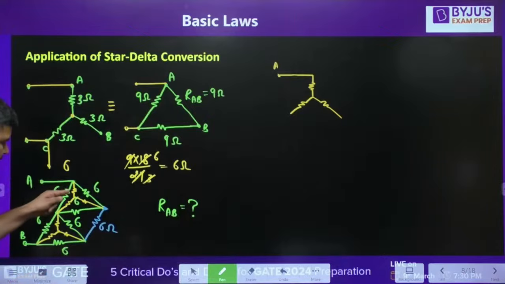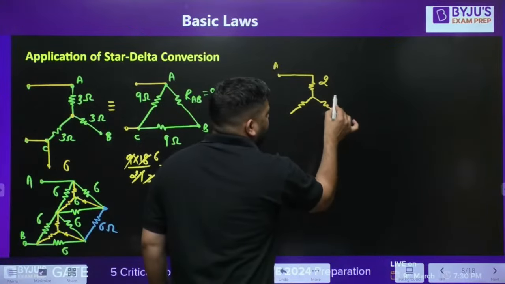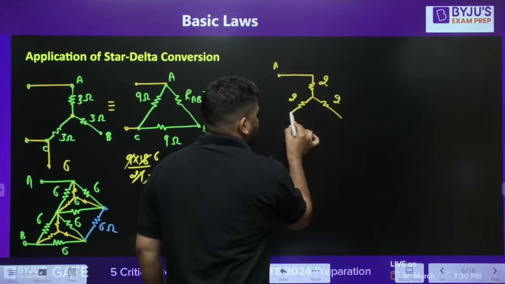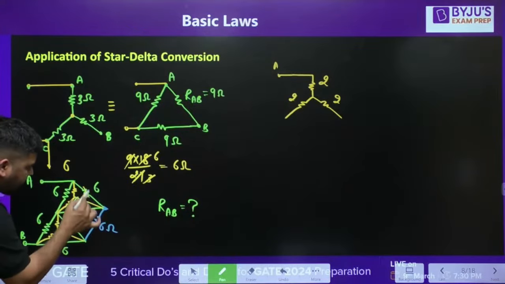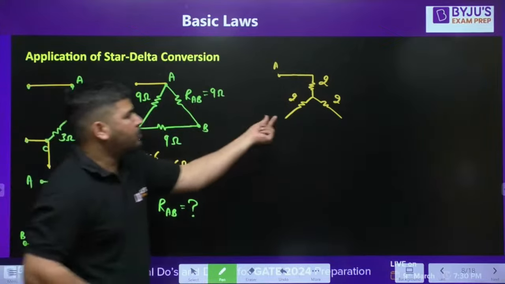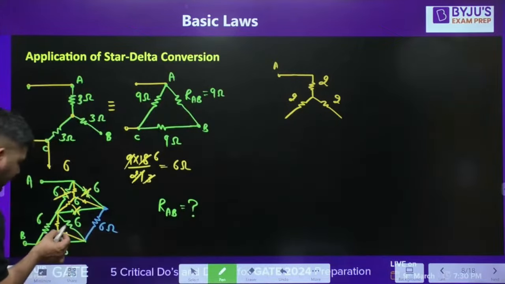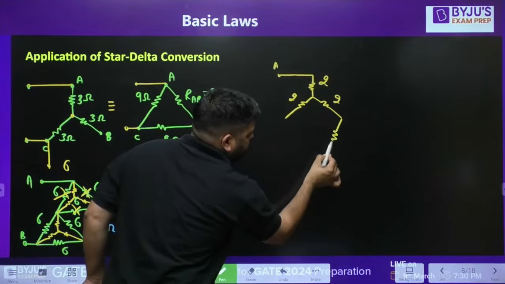Now tell me this resistance. This resistance will be 6 into 6 divided by 6 plus 6 plus 6, so it will be 2 ohm. If it is 2, this will be 2 and this will also be 2. Is it clear, guys? Now there is a 6 ohm. This 6 ohm and this 6 ohm are removed. In place of these 6 ohms, we have 2, 2, 2. Now we have this 6 ohm.